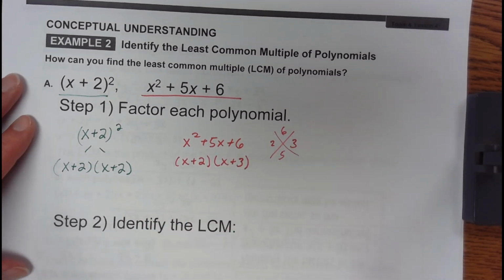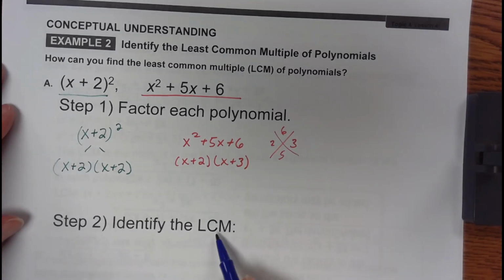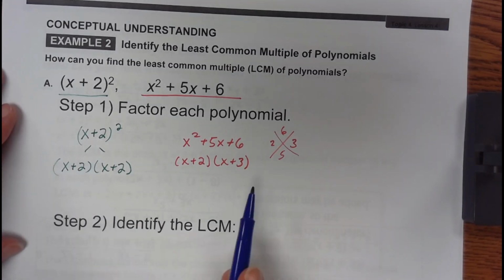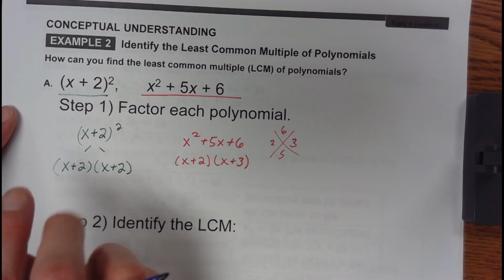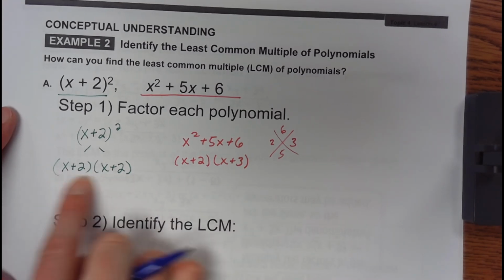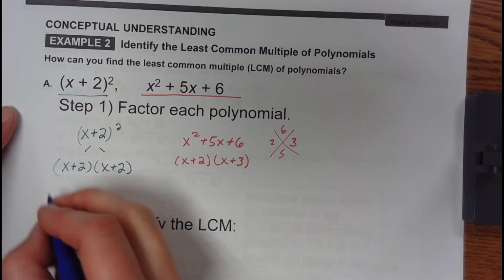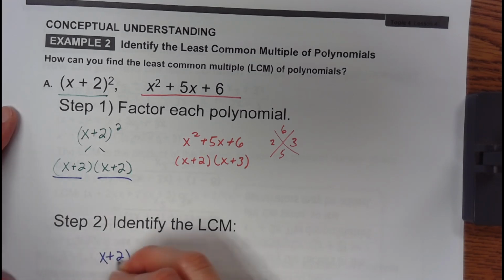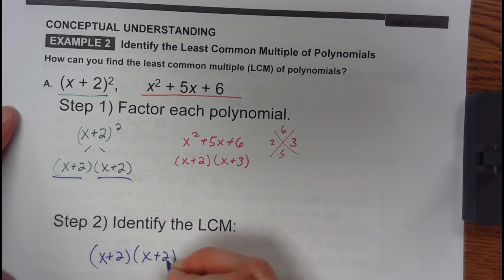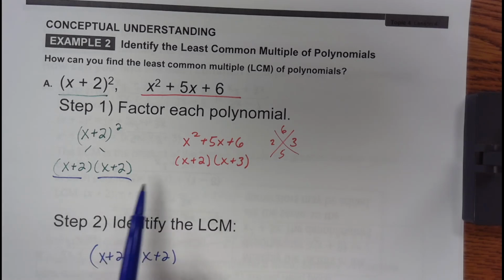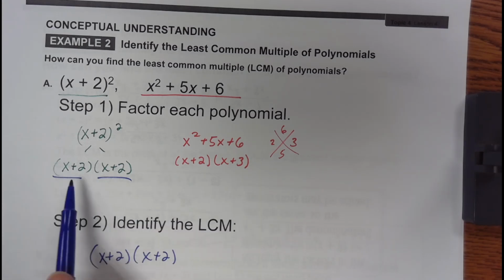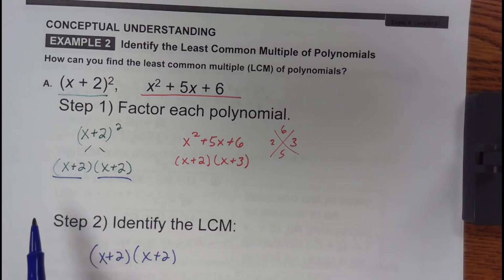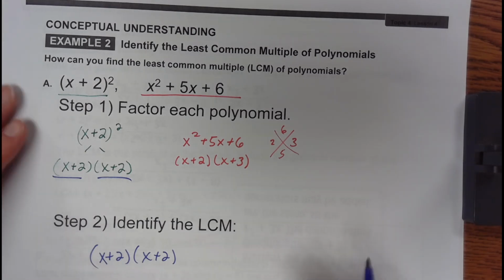Now, what is the least common multiple, meaning everything has to go in? So I'm going to first start with the first one. No matter what, everything has to be included. So I'm going to write both of those down, because in order for this to be true, to go into it, I would need both of these. Okay? Because I can't take anything away.